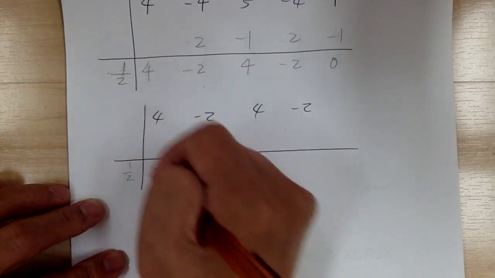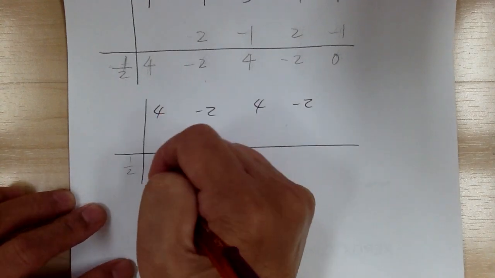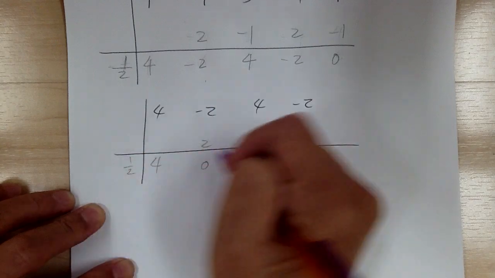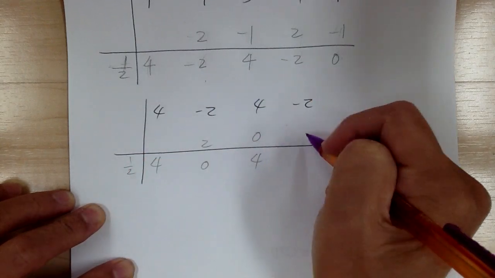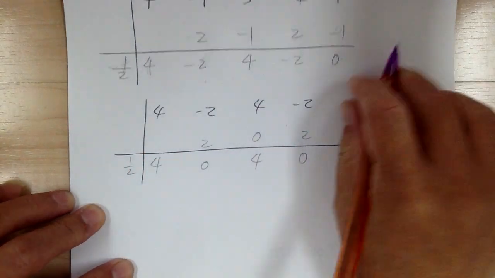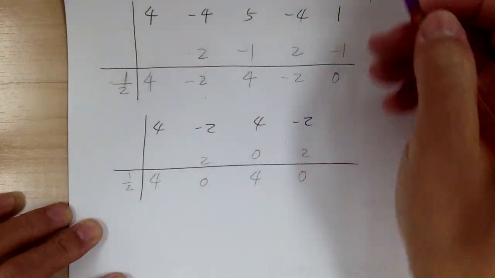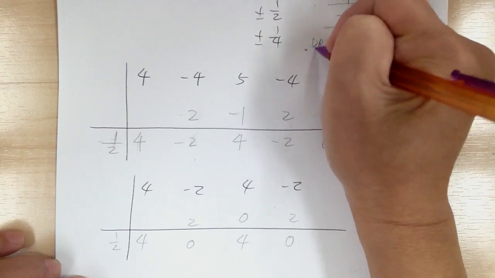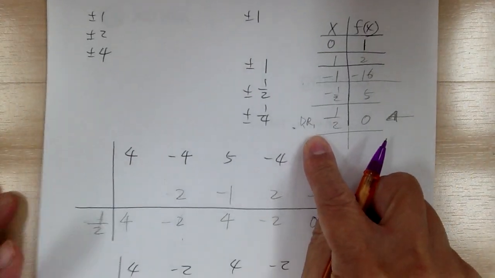So if you try 1/2 again, you drop, multiply, add, multiply, add, multiply, add. So this one is double because it works again. So this is a double root. Okay? So you make a note of that.